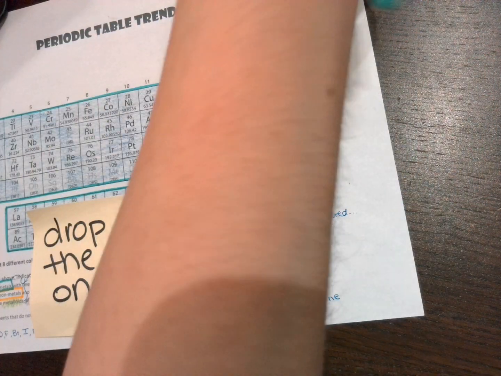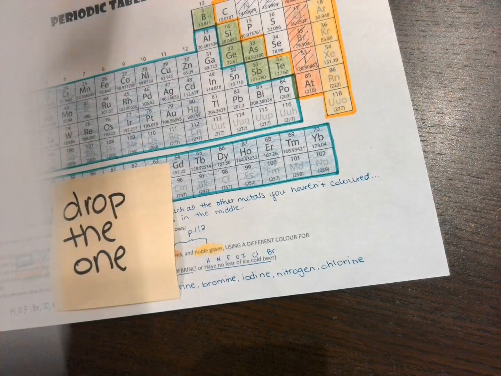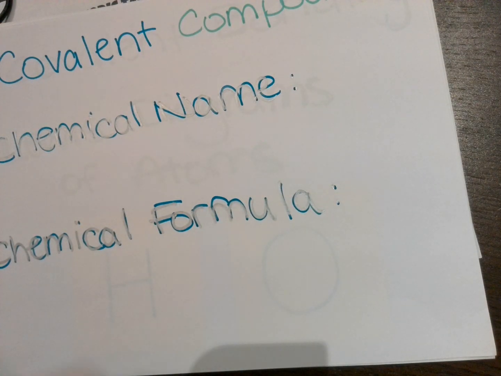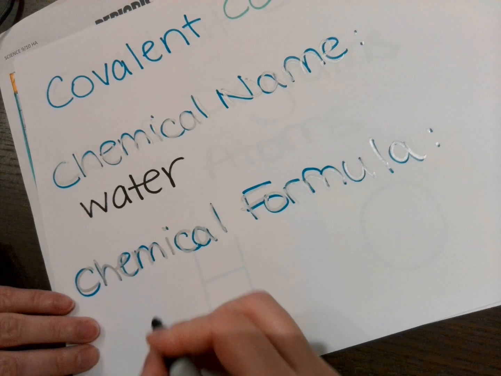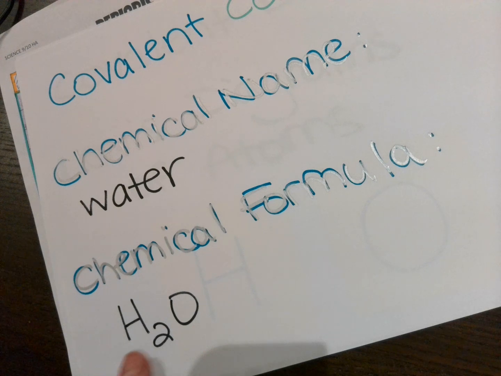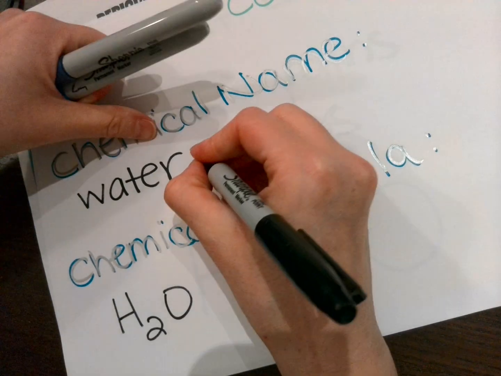But we're going to do another example here, and we'll be using water as our example. So for our next compound, our chemical name is water. And the chemical formula is H2O. So another name for water is actually dihydrogen monoxide. Di because there's two hydrogens.